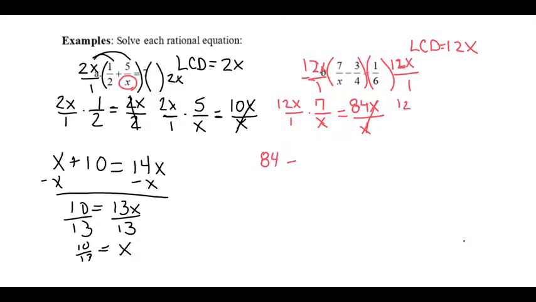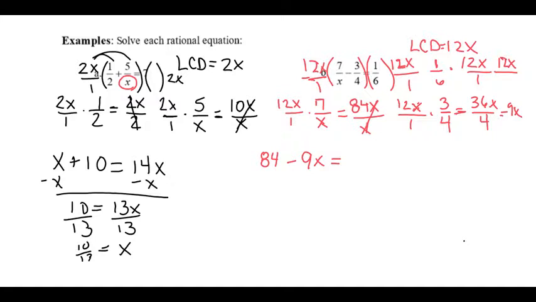And then we're going to do 12x over 1 times 3/4. That will give me 36x over 4, but that simplifies. 4 goes into 36 9 times, so I get 9x. So minus 9x equals, and then if I do 1/6 times 12x over 1, you get 12x over 6, which 6 goes into 12 2 times, so I get 2x.